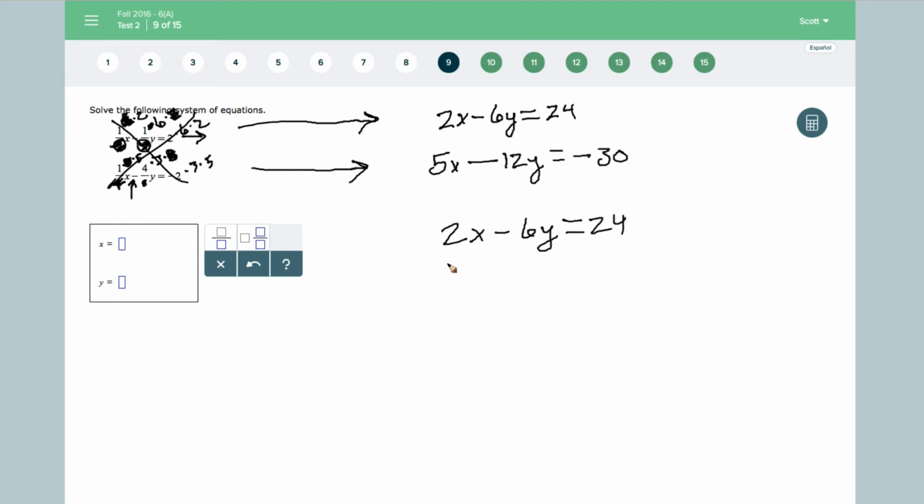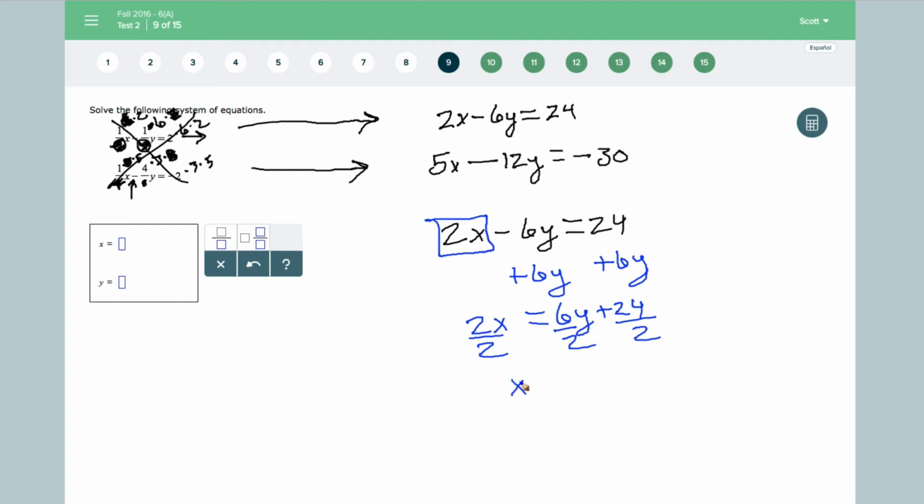And why am I solving for x? I don't know, it seems easy. So I'm solving for x right there. I'm going to add 6y, and I get 2x equals 6y plus 24, and then divide by 2, divide by 2, divide by 2, and I get x, because the 2's cancel out, equals 6 divided by 2 is 3y. 24 divided by 2 is 12.